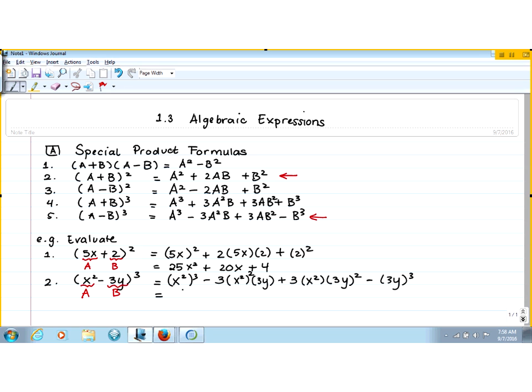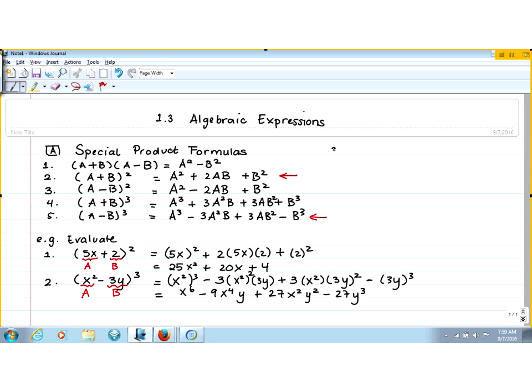All right. So let's do this. So this is x to the 6. What about this? Minus 9 x to the 4 y plus 3. This is 3 squared, so it will be 27 x squared y squared, and the last one minus 27 y cubed. All right. Okay.